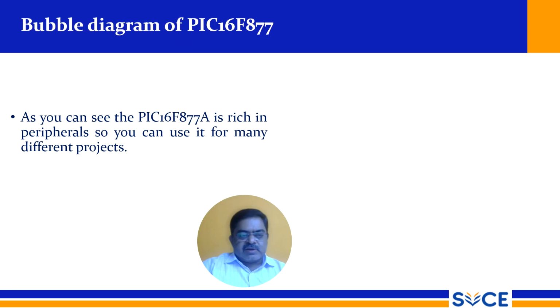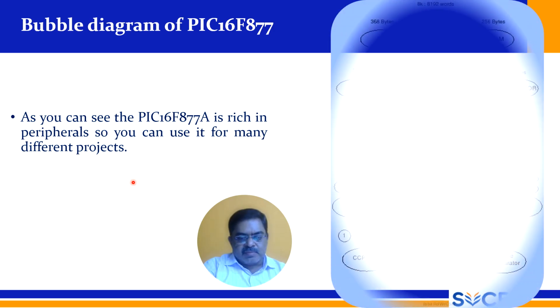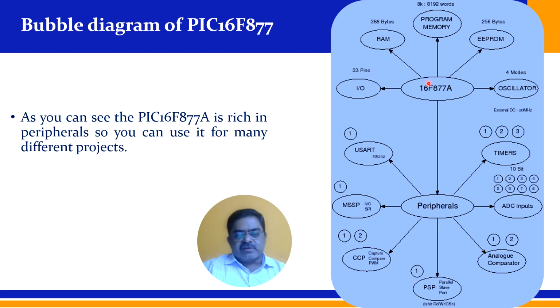Another advantage you can see here is the bubble diagram of PIC 16F877. The bubble diagram is nothing but the peripherals that you can connect to the PIC microcontroller. You can see PIC 16F877A is rich in peripherals, so you can use it for many different projects. So n number of projects you can execute using PIC. This is the PIC microcontroller, and you can connect these many peripherals: USART, MSSP, CCP, and the PSP.